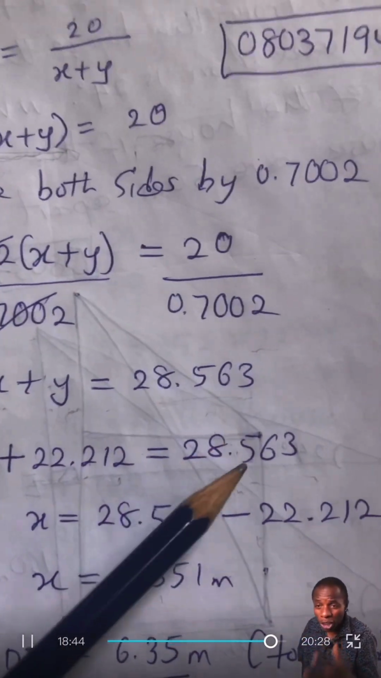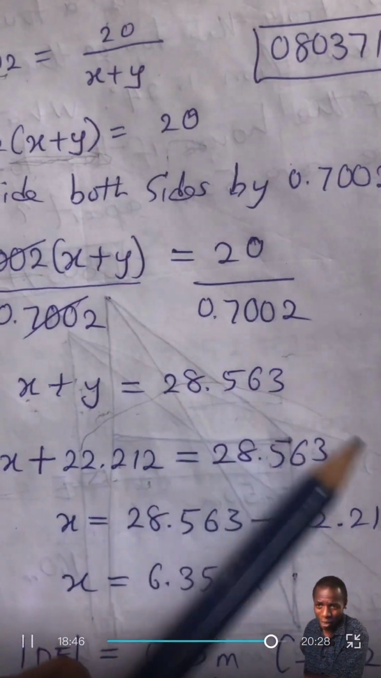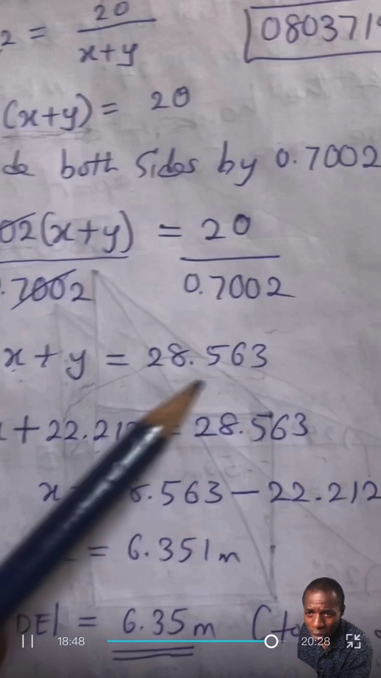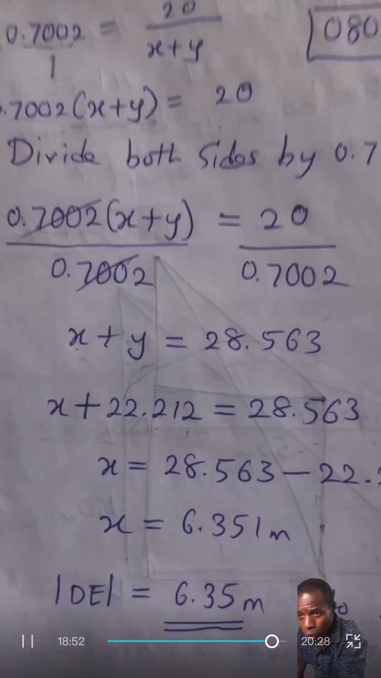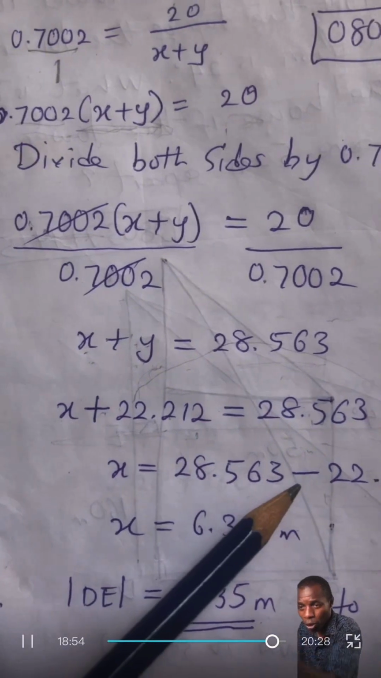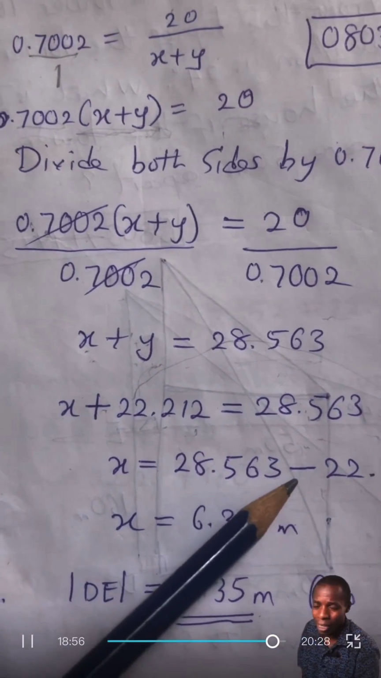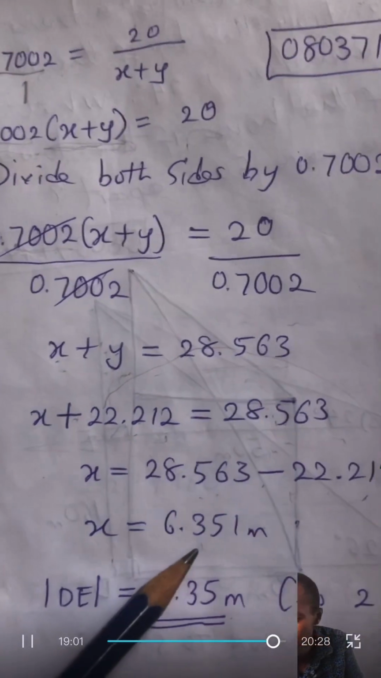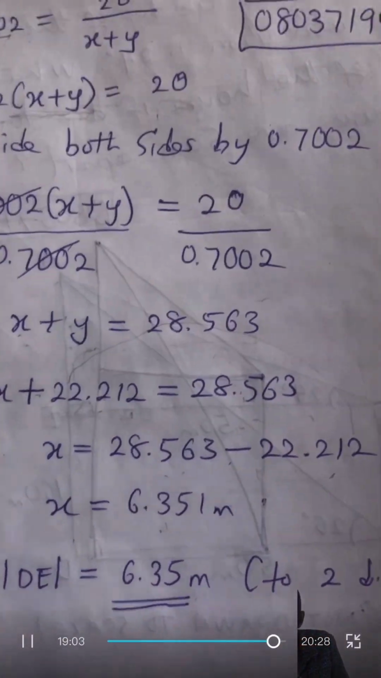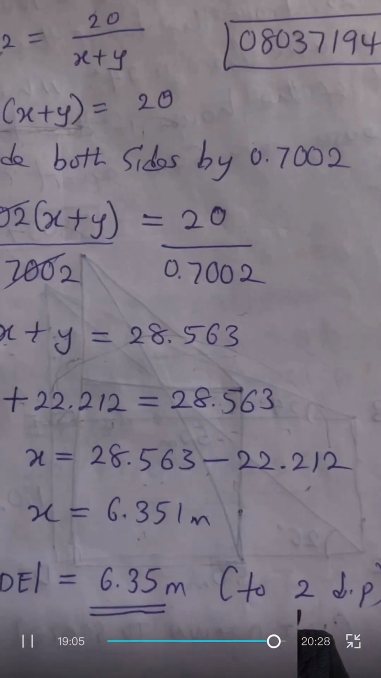What do you do? You shift the known values to one side. All right, so we shift that 22.212 to the right. It was plus before, then it turns to what? Minus when you shift it to the right hand side. So when you take away, you end up with 6.351 meters. That is for x.